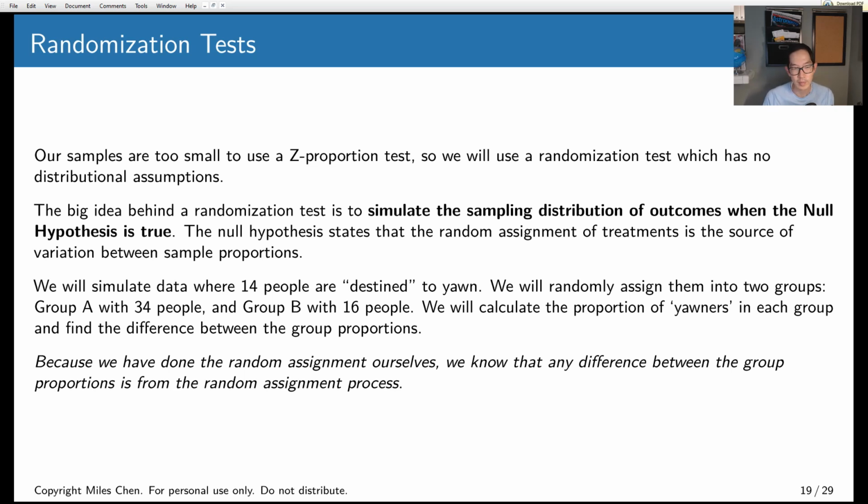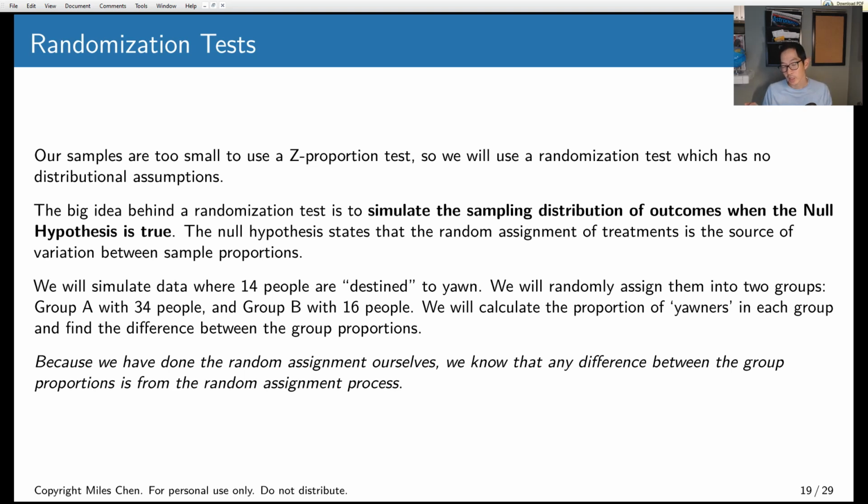So what is the null hypothesis? The null hypothesis said there's 50 people and 14 of them are destined to yawn. Then we're going to say, if the null hypothesis were true, then who ended up in one group and who ended up in the other group is just a result of random assignment. So I'm going to have 50 people, 14 of them destined to yawn, but I'm going to mix everybody up and put 34 into group A and 16 into group B. This is going to be completely random.